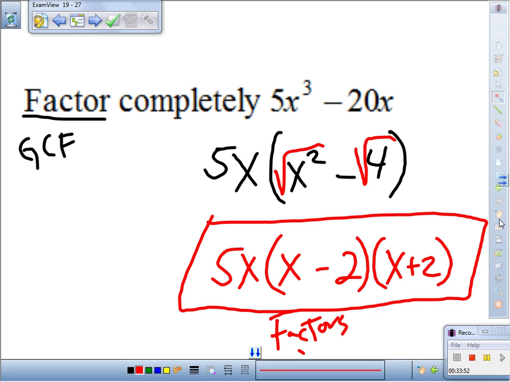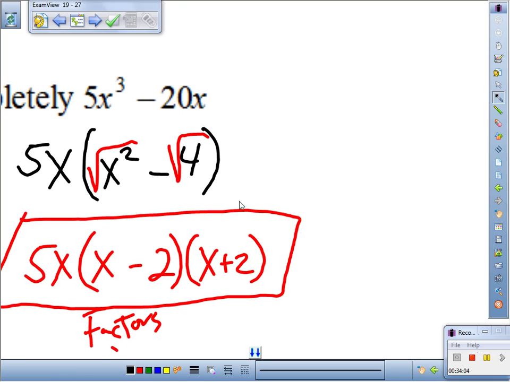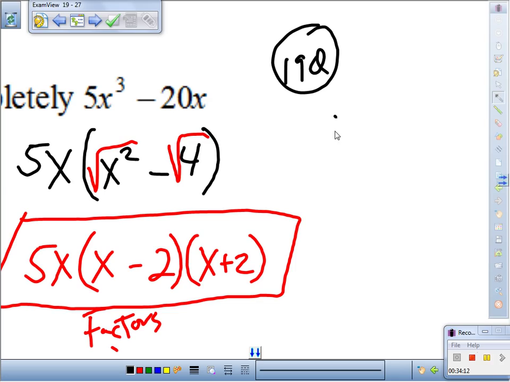Let's do one more of these. Number 19Q, copy this one. Let's do 3x cubed minus, oh, I know, 300x. Go. See what you get. Hurry up, hurry up. 20 seconds.